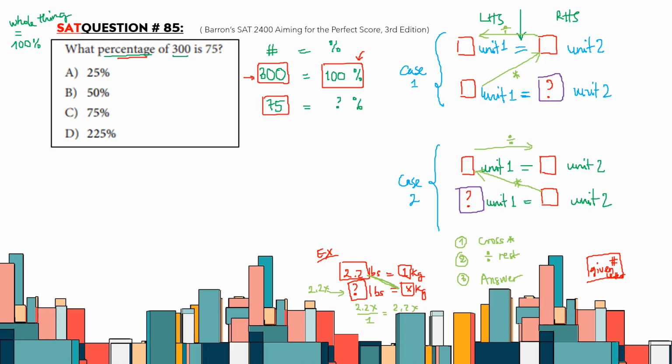So we cross multiply. We have 75 multiplied by 100, divided by the rest, which is 300. Then let's simplify this one. The 100 cancels with the 3 multiplied by 100, which is 300. We cancel with that 100. We have 75 divided by 3, and this is 25.